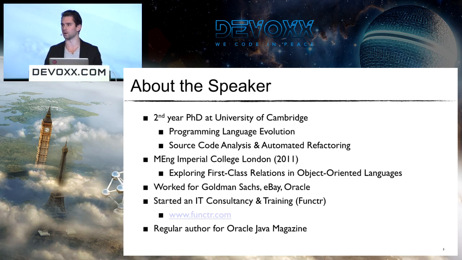At the moment, I'm doing a PhD at the University of Cambridge, and I'm interested in how to evolve programming languages. Java is a programming language that's been there for a while, so it's quite difficult to add new things to it and keep it backward compatible. Based on that, my research has been about scalable source code analysis and automated refactoring.